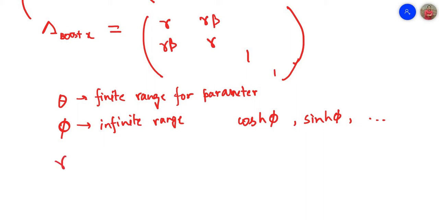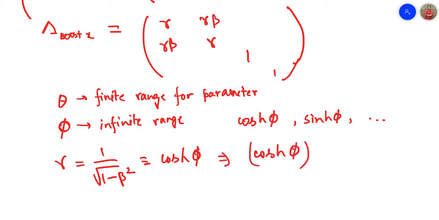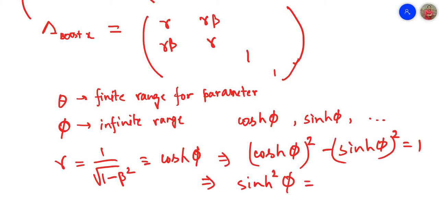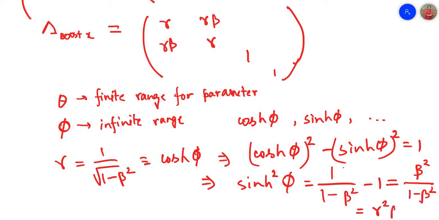So let's take gamma, which is 1 over square root of 1 minus beta squared, as cosh phi. And notice that using the identity cosh squared phi minus sinh squared phi is equal to 1, and then if we plug it in, we have sinh squared phi is equal to 1 over 1 minus beta squared minus 1, which will give us beta squared divided by 1 minus beta squared, which is simply gamma squared beta squared.